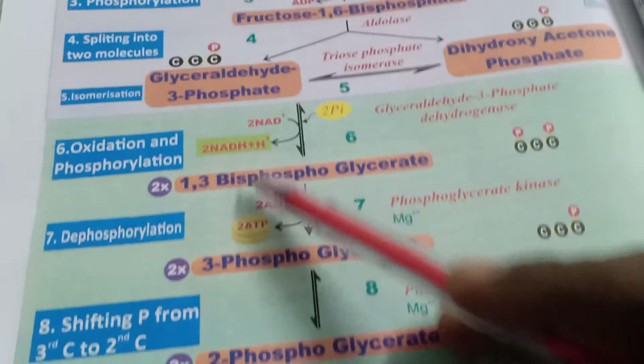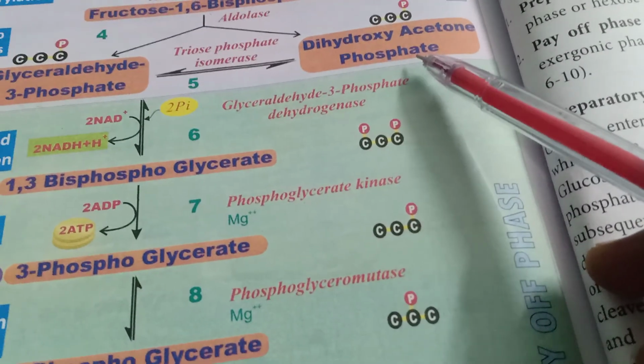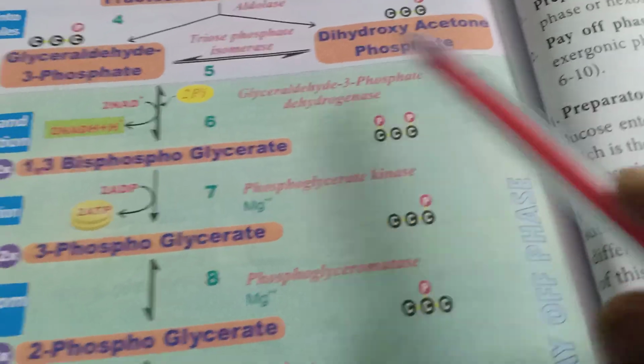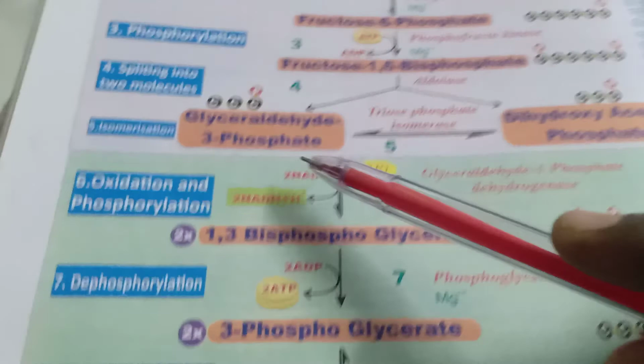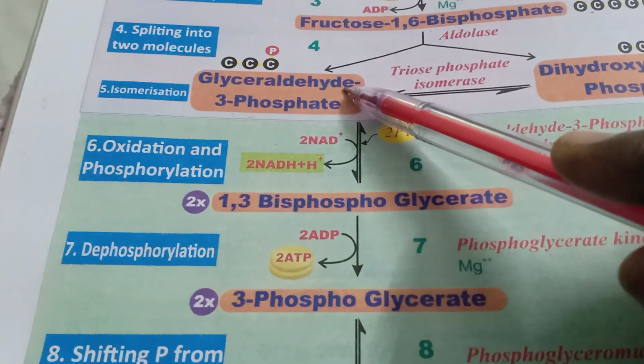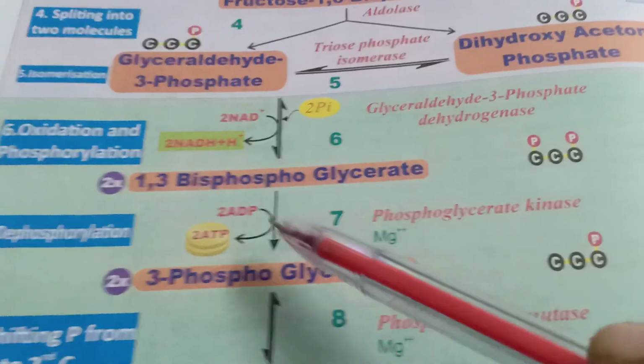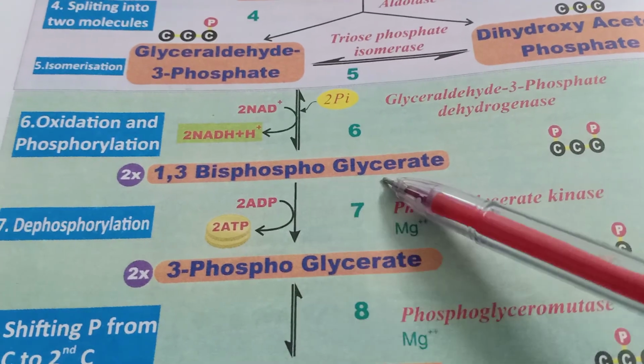So the reaction happening in this half will be similar in the other half also, but we are not showing that. For your better understanding, we are showing it on only one side. Okay, shall we start? Glyceraldehyde 3-phosphate is changed to 1,3 bisphosphoglycerate.